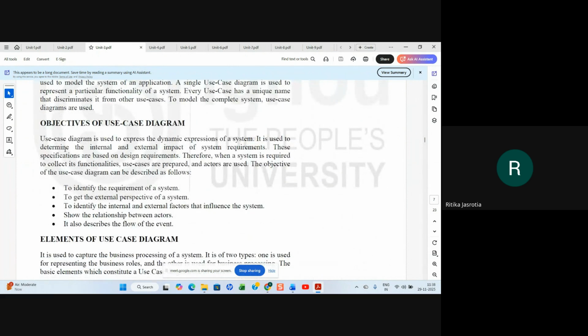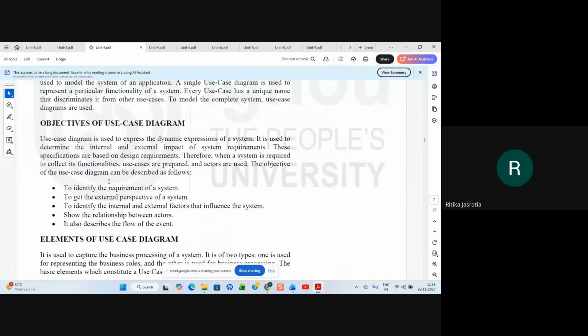Complete system. So yeah, here the objective is given, right? The use case diagram is used to express the dynamic expression of a system, or dynamic behavior. It is used to determine the internal and external impact. So you can take the definition from here, right? Therefore, when a system is required to collect its functionalities, use cases are prepared and actors are used.